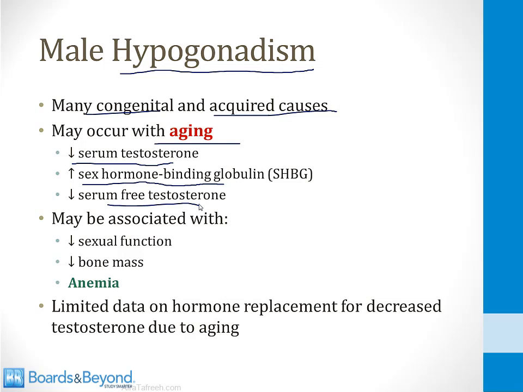The fall in testosterone level may be associated with a drop in sexual function. It may be associated with a fall in bone mass. And then importantly, it may lead to anemia. I've bolded the word anemia because you should be aware that low testosterone can cause anemia. In addition, exogenous testosterone that men may take as therapy can cause an elevated hematocrit. We'll talk more about that in a minute.